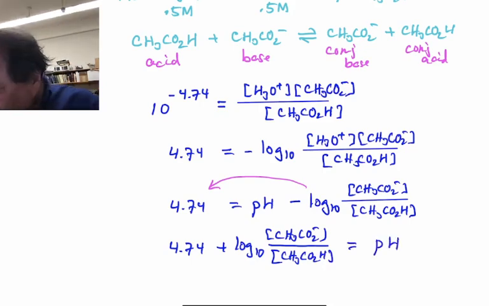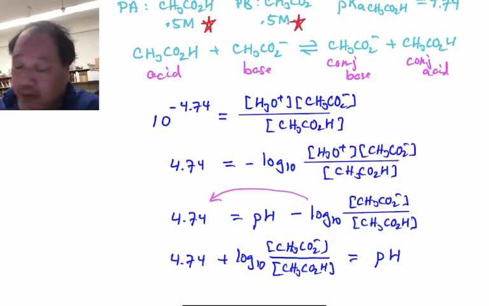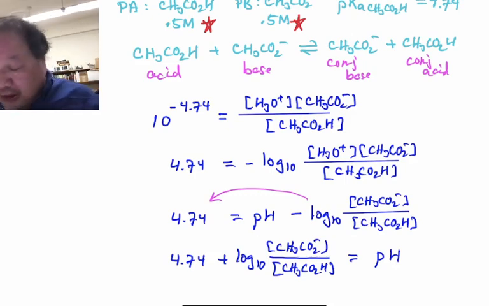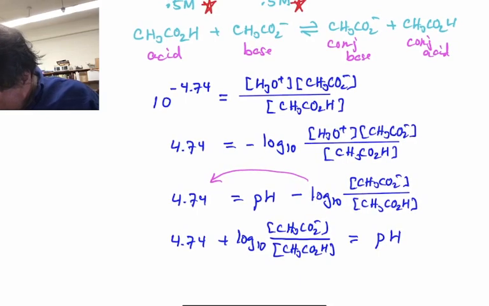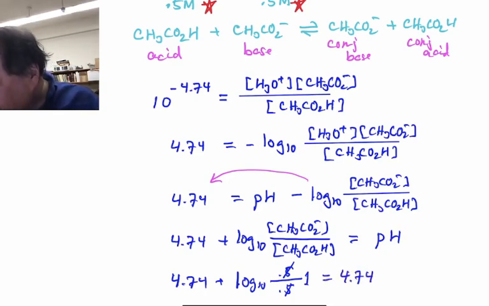And we can plug in the initial concentrations of the two, which were unchanged because the predominant acid and base, when they reacted, didn't change their concentrations at all. So these numbers are fixed from the initial values, and we can just plug it in, and we're going to get 4.74 plus log base 10 of 0.5 divided by 0.5, and they cancel, so we just have a 1 left over, and the log of 1 is 0, so 4.74 is in fact the pH.